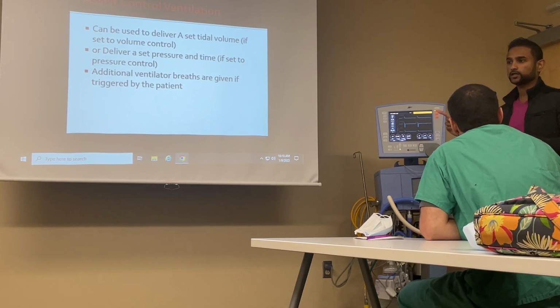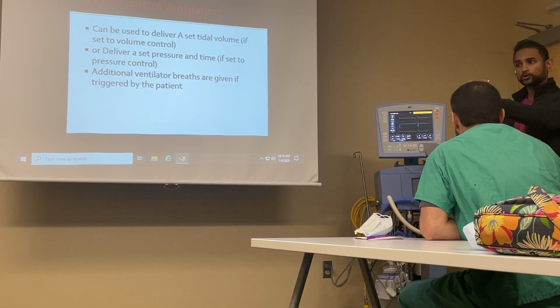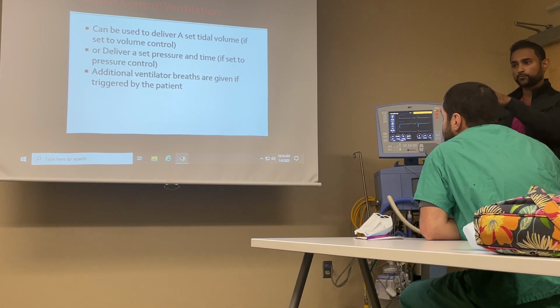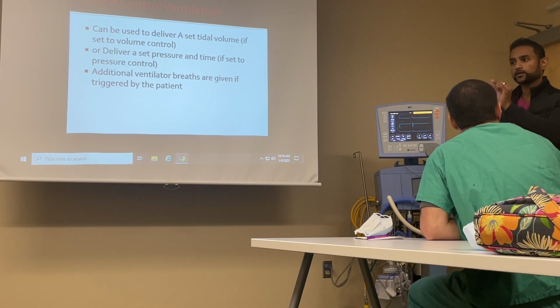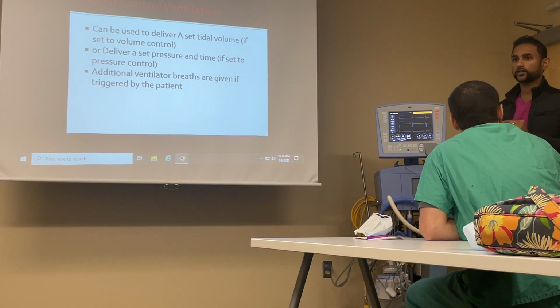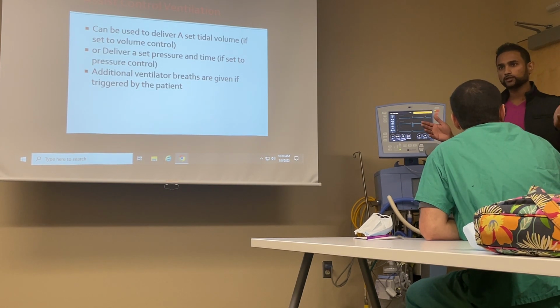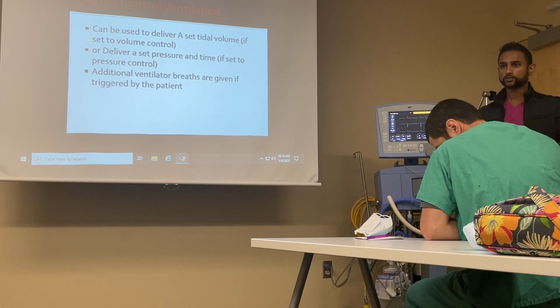So this machine, that's why it's called assist and control. Assist means if I know you're triggering a breath on your own, I know your propofol is down to 5 instead of 25, I know you're triggering a breath because you're waking up, guess what? Ventilator's going to say, okay, all right, deal. Guess what? You're triggering your own breath. Because you're triggering your own breath, I'm going to deliver the tidal volume that was promised to me to give to you, which is what?